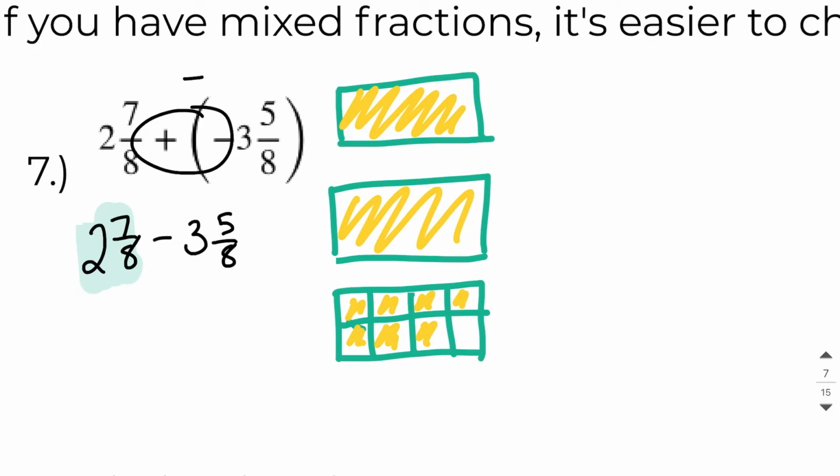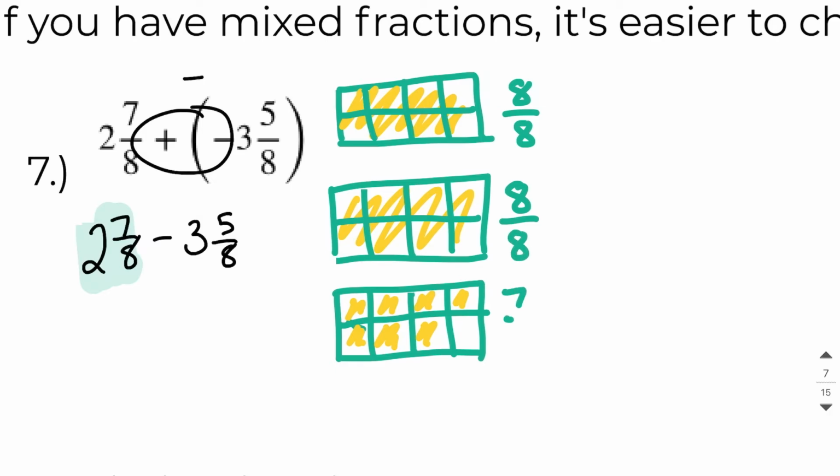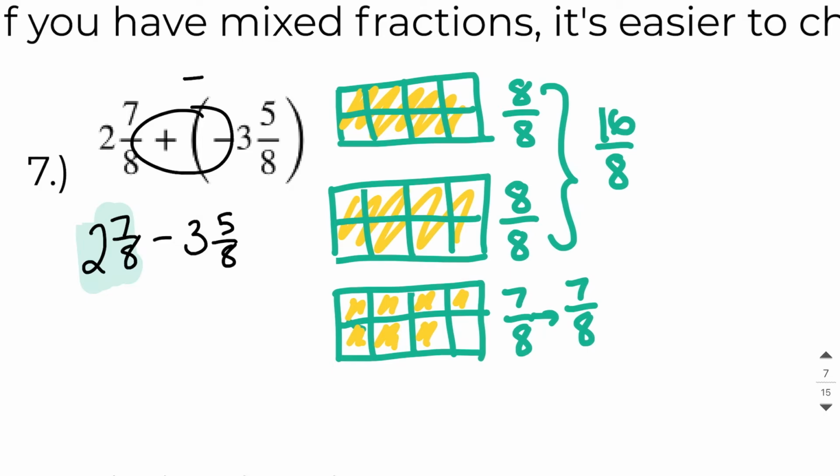So right here, I'm going to split these two up the same way that I split this up into 8 equal pieces. So if you take a look right here, we've got 8 out of 8, which is a whole. We have another 8 out of 8, which is a whole, and then we have 7 out of 8. Well, altogether, this right here would give me 16 out of 8, plus another 7 out of 8. So altogether, I have 23/8.